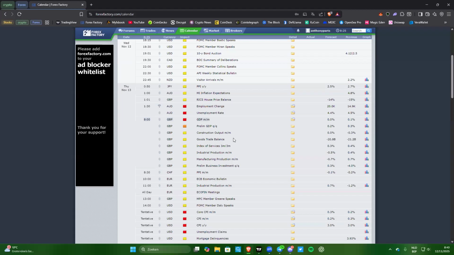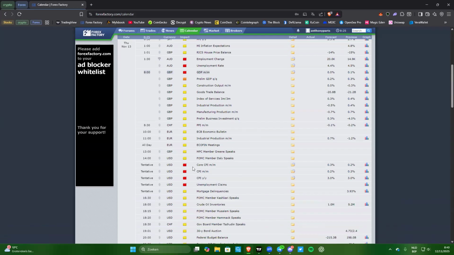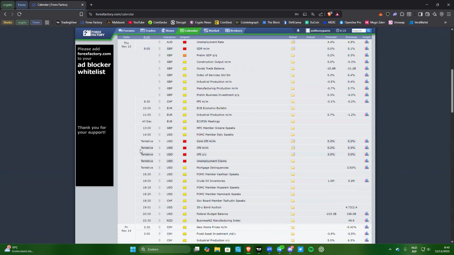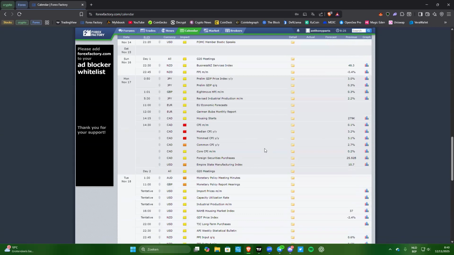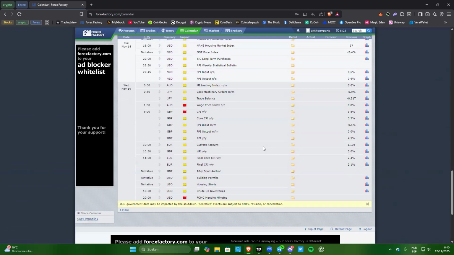Same thing for pounds, the GDP coming out at 8 a.m. and the CPI on USD. I'm not sure when this is going to come out because of still the US government shutdown. So we have some delays on numbers and so on and so forth. So yeah, we shall see how the market will react on that. Just be aware that we have that CPI coming, so there is a high chance that the market will do some crazy things in the afternoon tomorrow. Same thing for Friday, but then we have the PPI. And for next week, we have the CPI on Canadian and the CPI on pounds. Okay, and that's a little bit it.